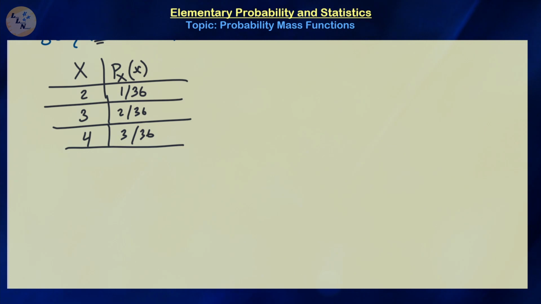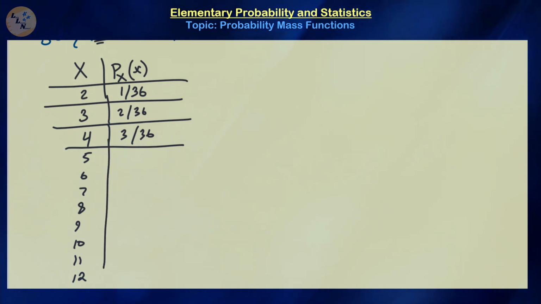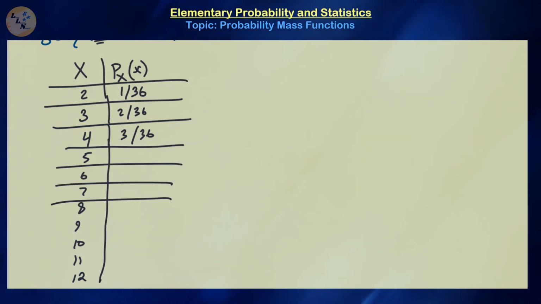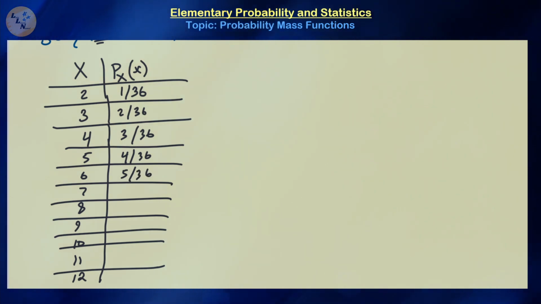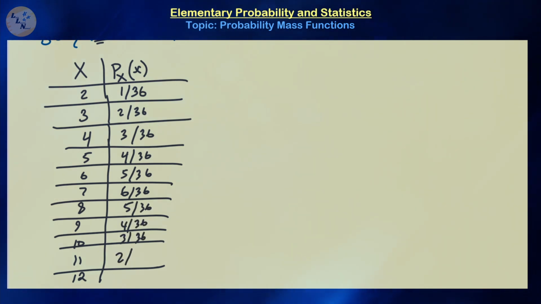And technically you could go through 5, 6, 7, 8, 9, 10, 11, all the way down to the maximum value of 12, which is generated from the event (6,6). If we were to fill out all of these, you should see a pattern. That's going to be 4 out of 36, 5 out of 36, 6 out of 36, and then 5 out of 36, and then it's going to decrease. I suggest you verify that each of these probabilities is indeed correct on your own.